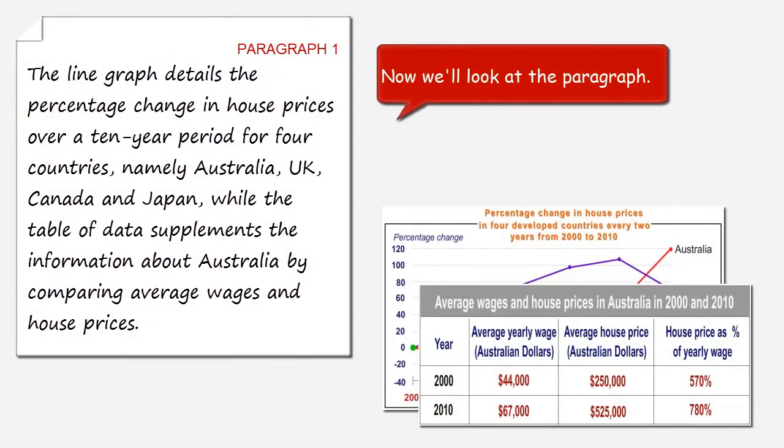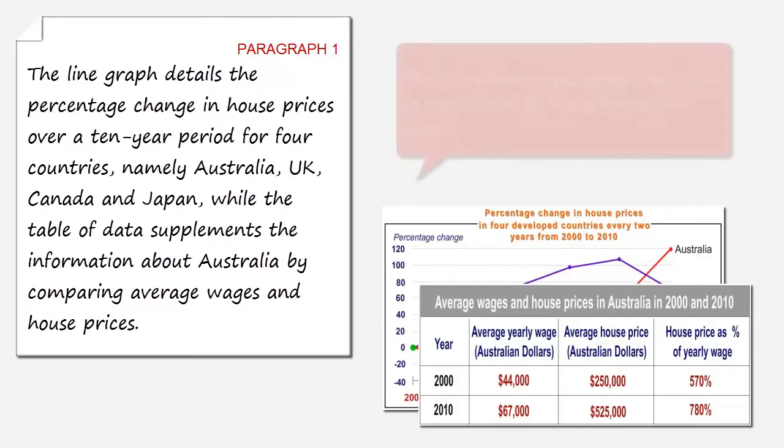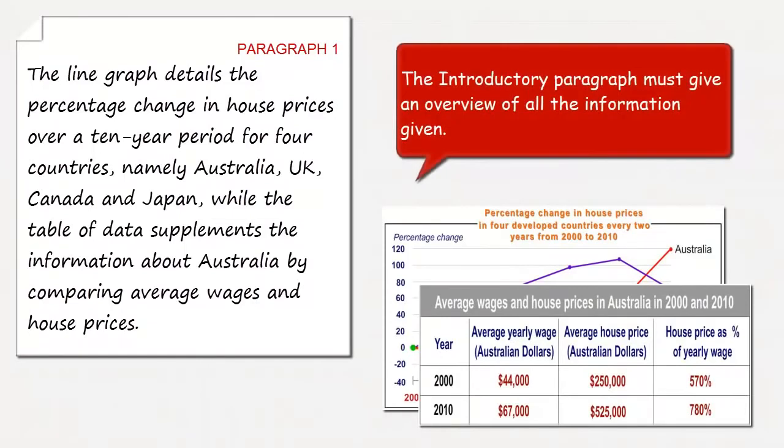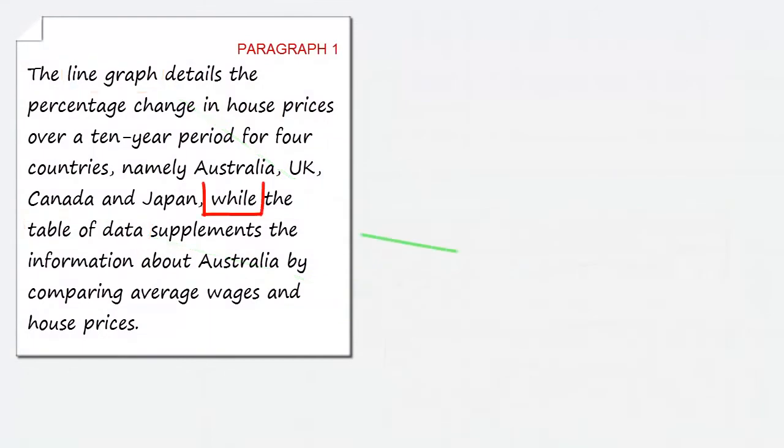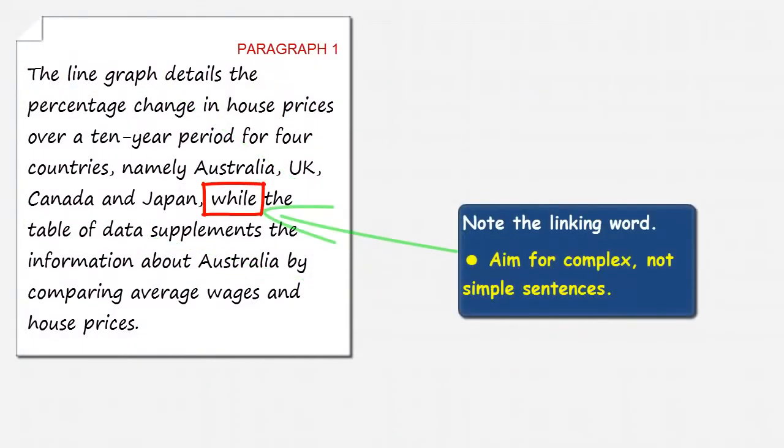Now let's look at the paragraph. The introductory paragraph must give an overview of all the information given. Note the linking word. Aim for complex, not simple sentences.